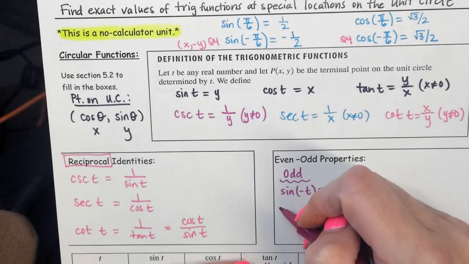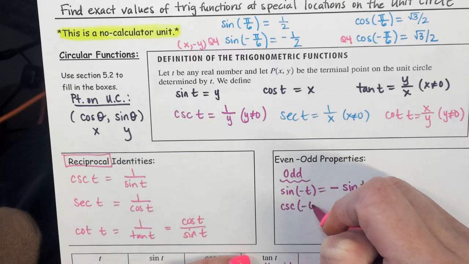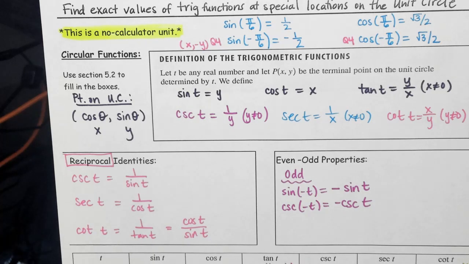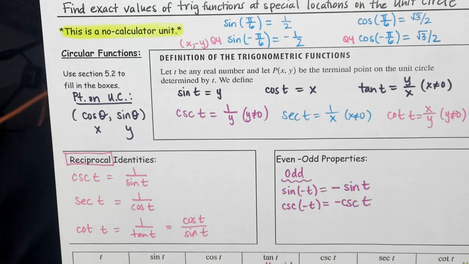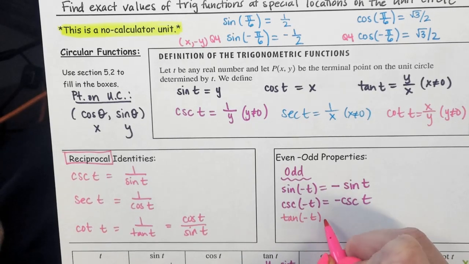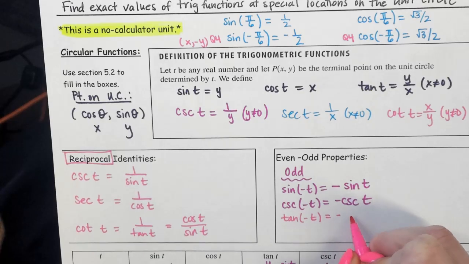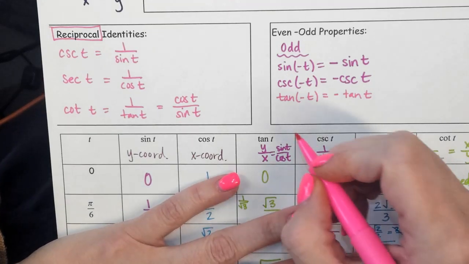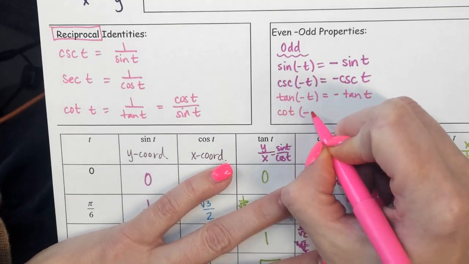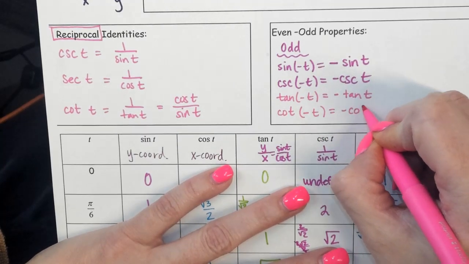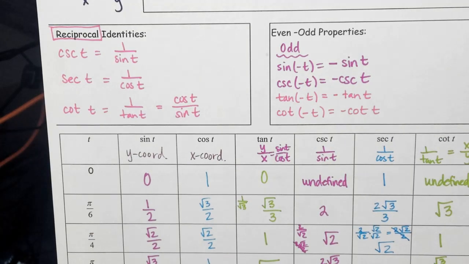The same thing holds true for the reciprocal function for sine, which is the cosecant. And for the tangent, that is the other odd property. So this would be equal to the opposite of the tangent of t. And the same thing would hold true for the cotangent. Okay, so this is just a property. It's based on the positions of the unit circle.